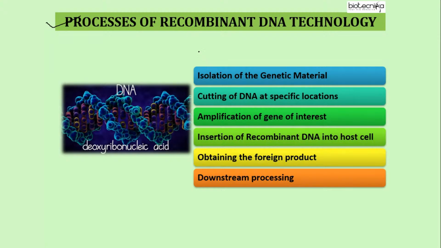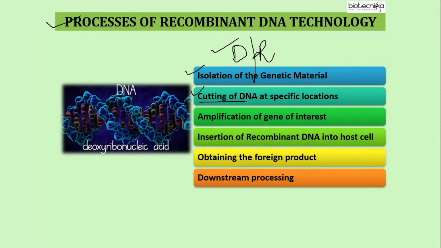So what are the processes needed for RDT? The very first process is isolation of genetic material. Firstly, you have to isolate your genetic material. This genetic material can be in the form of DNA or it can be in the form of RNA. Once this genetic material is isolated, we need to do the restriction digestion of this DNA. So we will incubate this DNA with a restriction enzyme, that is RE2. Any restriction enzyme can be used, depending on our experiment.